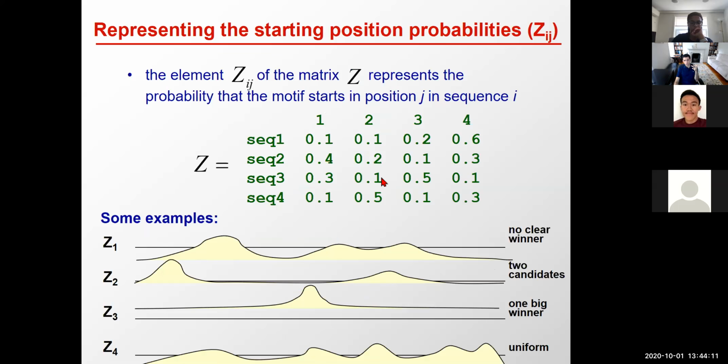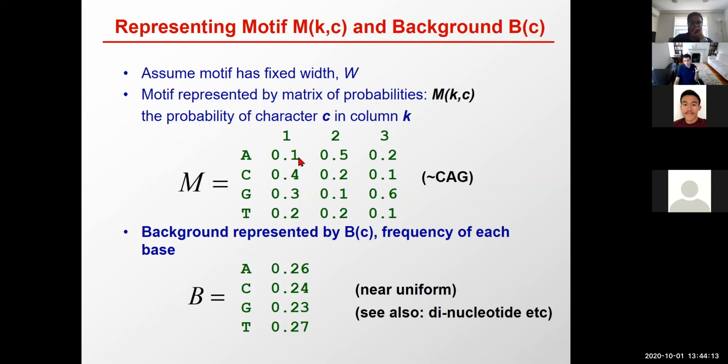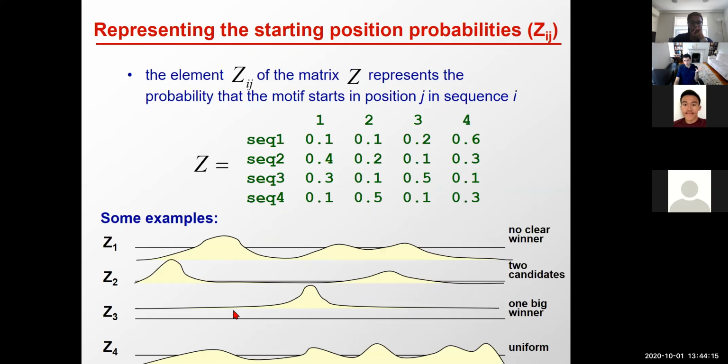Okay, so that's how to represent the motif and how to represent the background. We then want to know what is the starting position for that motif. So at every one of, say, 4 different sequences, Z1, Z2, Z3, Z4, I'm going to have a vector that basically tells me with what probability the motif is starting at this position here, or starting at that position here, and so on and so forth.